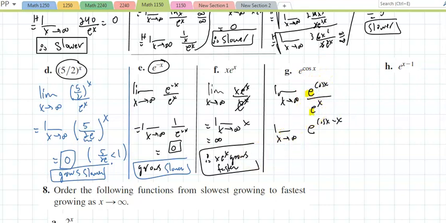Now, I have a couple of options here. I could say, you know what, the limit as x approaches infinity, this runs between 1 and negative 1, and this is negative infinity. So this is going to approach negative infinity, and e to the negative infinity is 0, therefore slower.